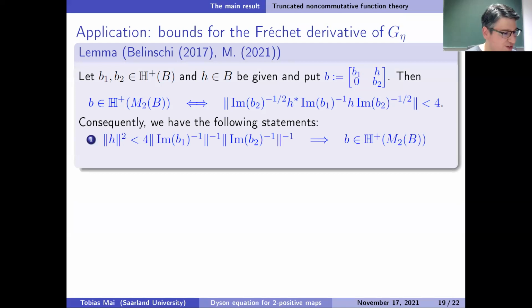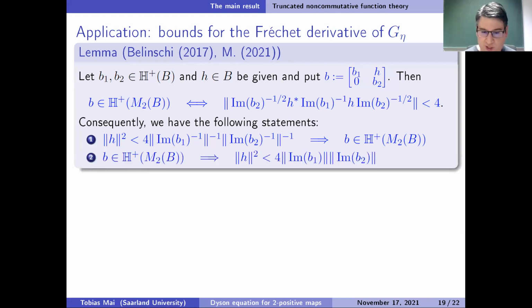Because I'm slowly running out of time, let me just give this concrete application, namely this lemma here, which was basically obtained by Scherban-Belinsky, and some reformulation was done by me. It simply characterizes elements in the 2x2 upper half plane in terms of some norm conditions. And with these properties, we can use the insight that we had on the previous slide to derive bounds for the Cauchy transform. So here are the implications that we are interested in.